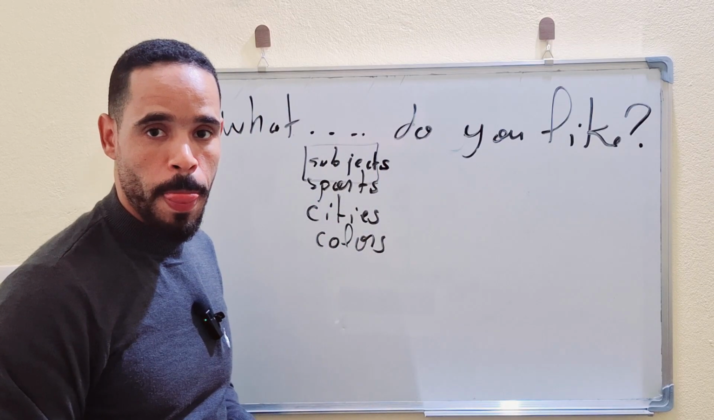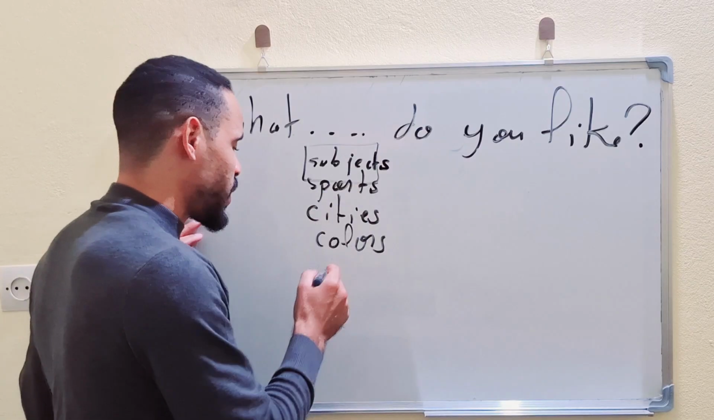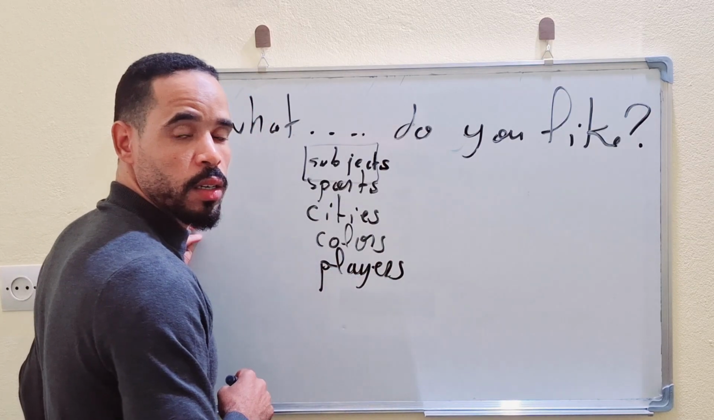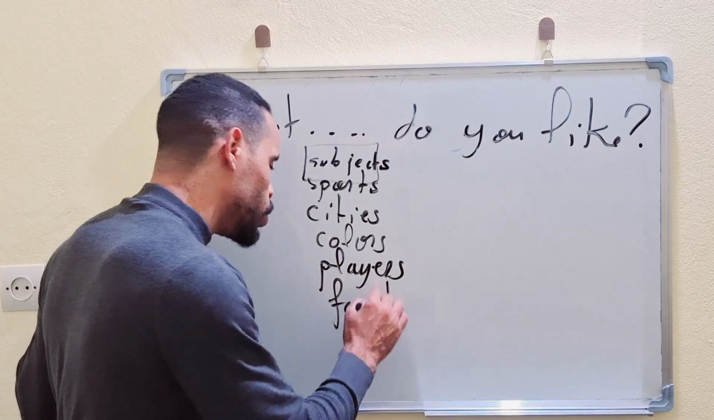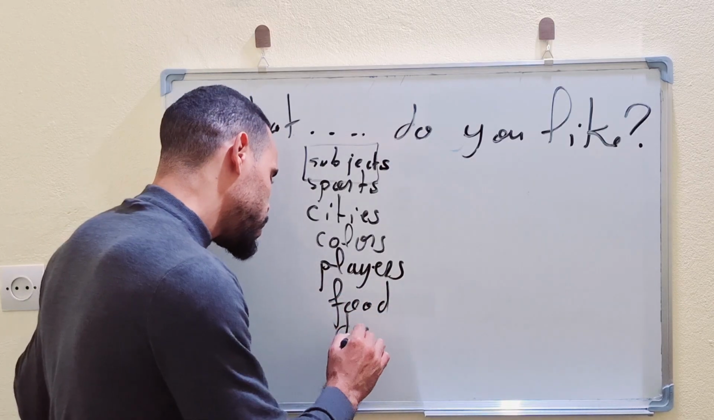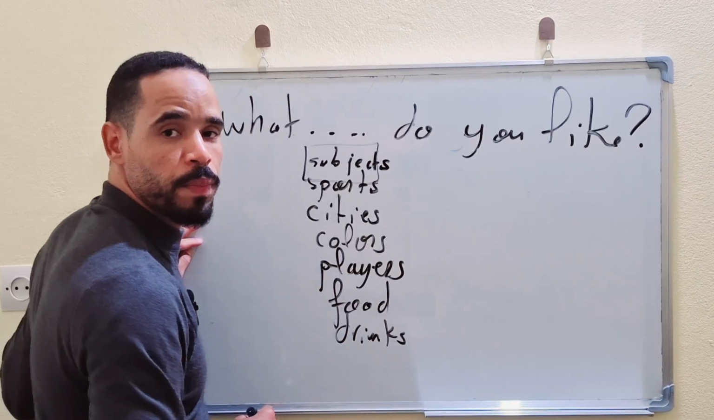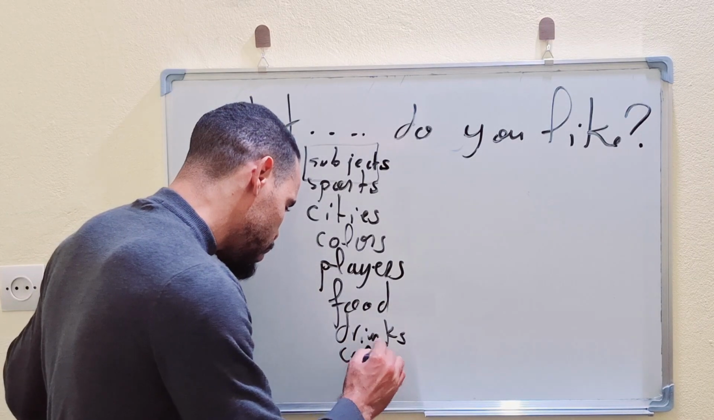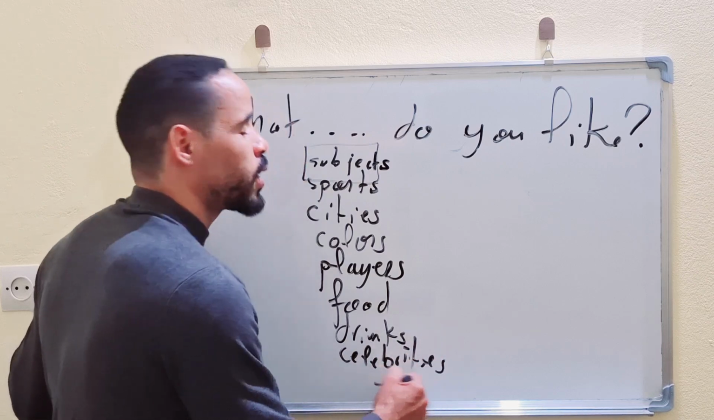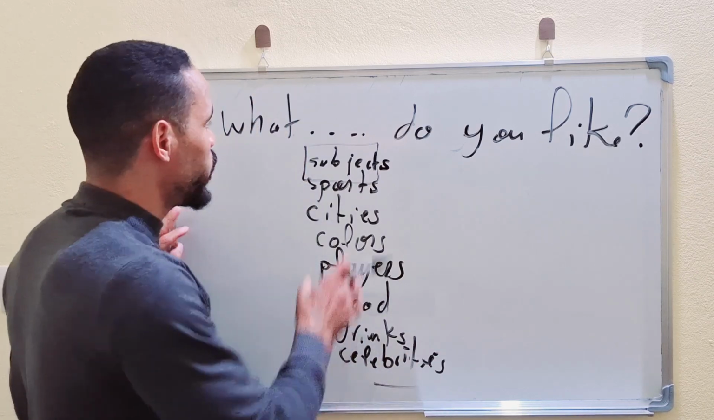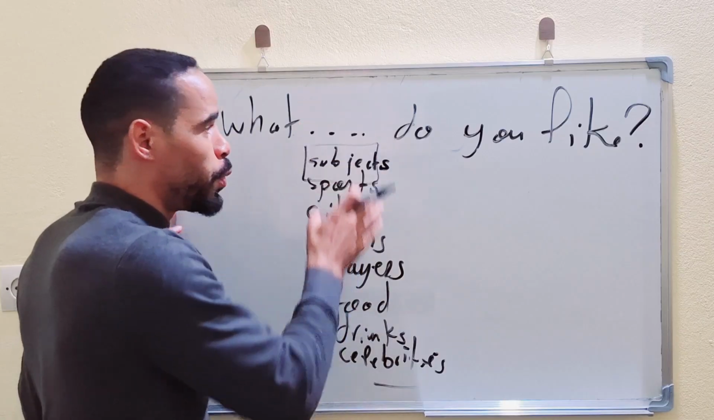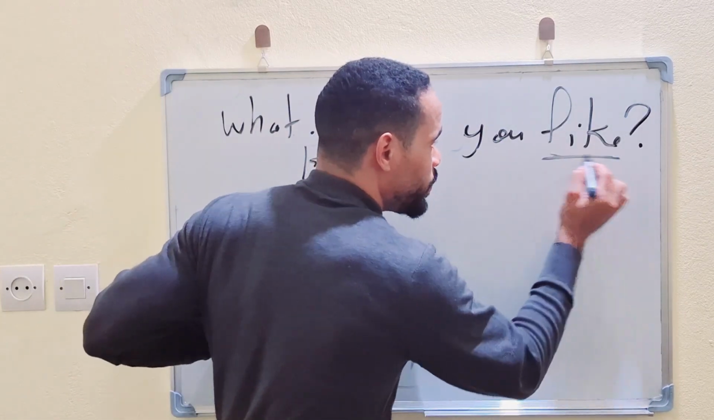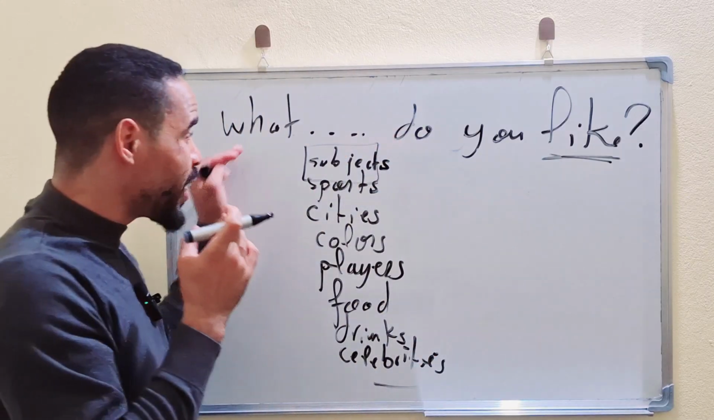Okay? We can see also what players do you like? What food do you like? What drinks do you like? You see? What celebrities do you like? We can change this part or this component in this question, or we can change this one. Okay? But we keep the same structure.